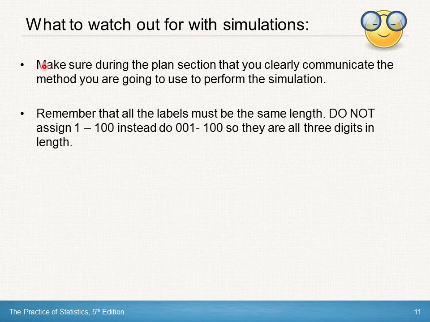Remember that when you assign labels, they have to be the same length. So this is the same thing as in the last section. Don't assign 1 to 100. Those are 1 digit, then you'd have 2 digits once you got to 10, and 3 digits at 100. So you have to make sure you write 001 to 100. Those each have 3 digits. So all 3 digits are the exact same length.